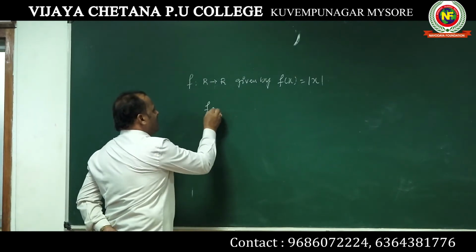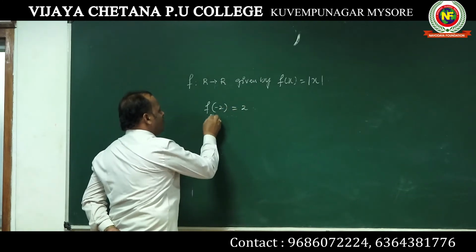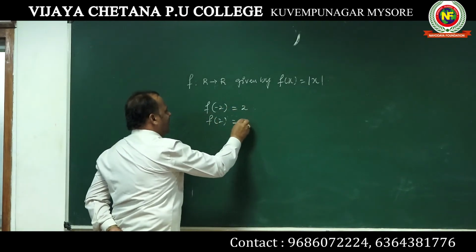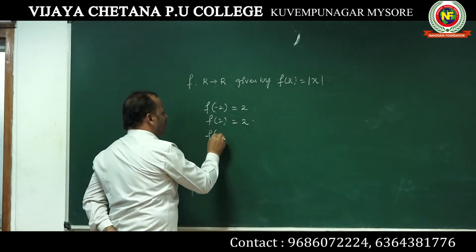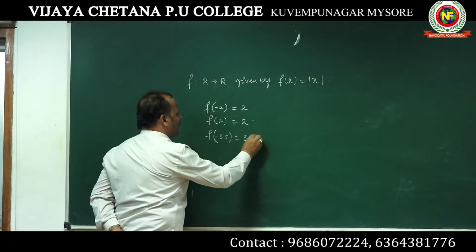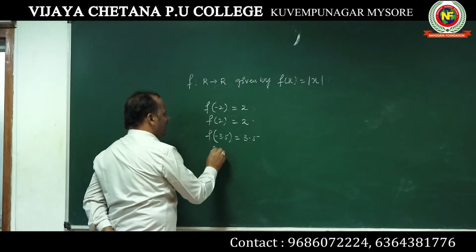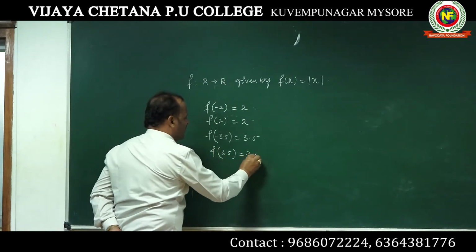Here f of minus 2 is equal to 2. f of 2 is also 2. So here f of minus 3.5 is equal to 3.5, and f of 3.5 is also 3.5.